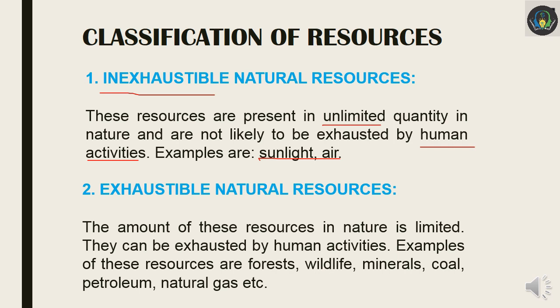Exhaustible natural resources. These are the opposite ones. The amount of these resources in nature is very limited. They can be exhausted by human activities and examples are forest, wildlife, minerals, coal, petroleum, natural gas, etc. So this chapter is about coal, petroleum and natural gas. So what type of resources will it be? Yes, it will be exhaustible natural resources. So let's get started with the next part.